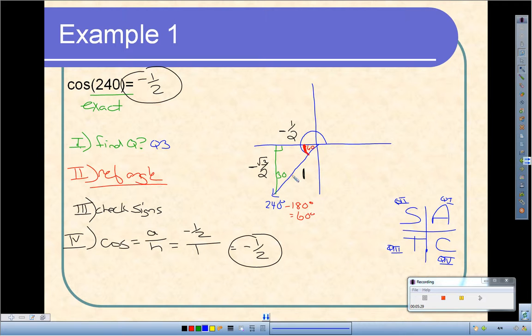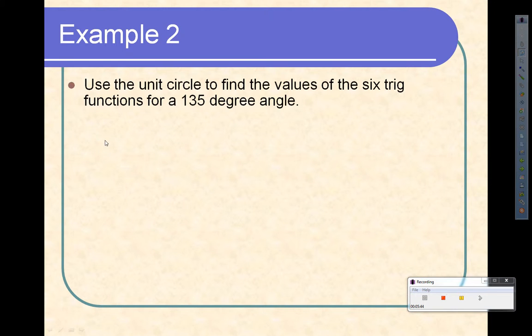Now, if you notice, since 240 degrees was in quadrant 3, only tangent and cotangent should be positive, so that just confirms that our answer is a negative. Remember, always check your signs. That's very important. All right, let's try another problem.